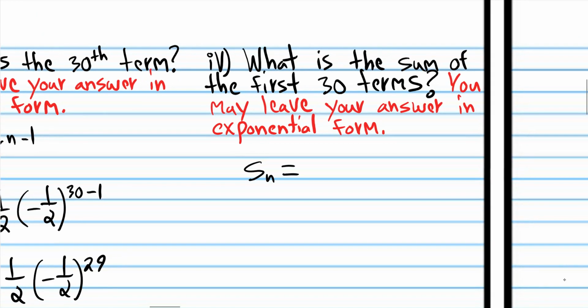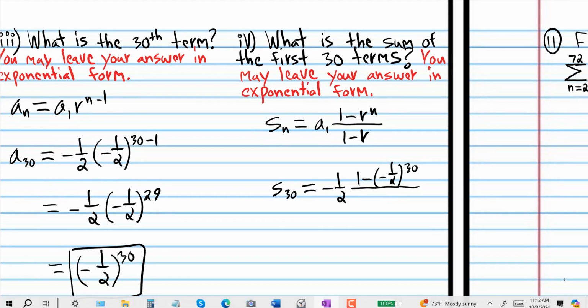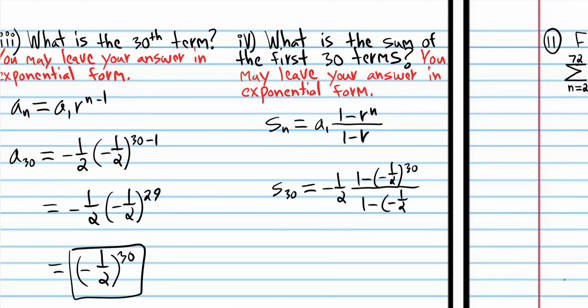So remember the sum formula, or the formula for the sum of the first n terms of a geometric sequence is a1 times 1 minus r to the n over 1 minus r. Now again, do you have to memorize that? Yes, you do. I know it's not fun, but you have to do it. The first term is negative 1/2. The common ratio is negative 1/2, and we're adding, whoops, yeah, that's right, 30. We're adding the first 30 terms, and we have 1 minus negative 1/2.